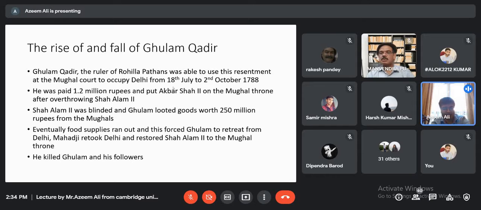But he wasn't very adept or able to hold on to the Mughal throne. And eventually food supplies ran out, and Ghulam had to retreat from Delhi. And Mahaji retook Delhi and restored Shah Alam II to the Mughal throne. And Mahaji pursued Ghulam Qadir and killed him and his followers.